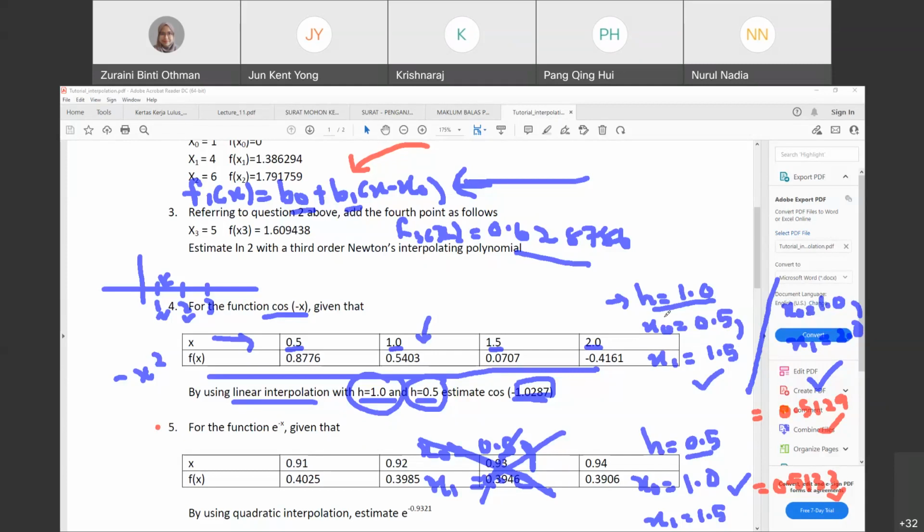Can you? It depends on you. Because H is equal to 0.5, right? You cannot use X equal to 0.5. This one you can, and the reason is that it is still inside this interval. This 1.02 is inside here. It is still inside, look at it like this. Yes, good question.